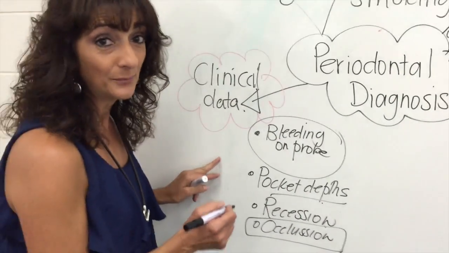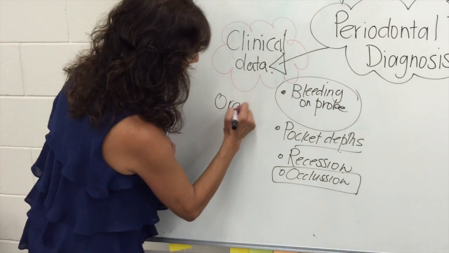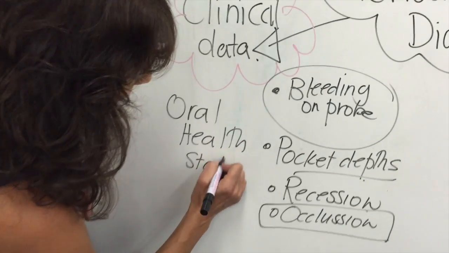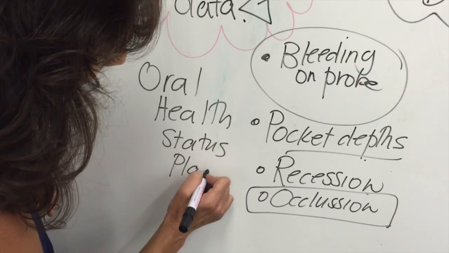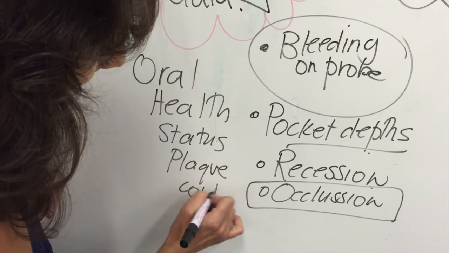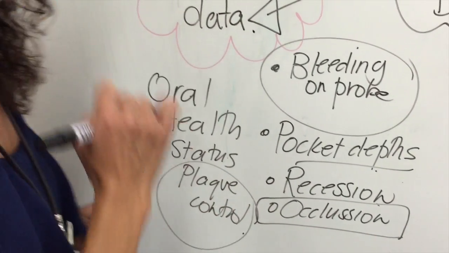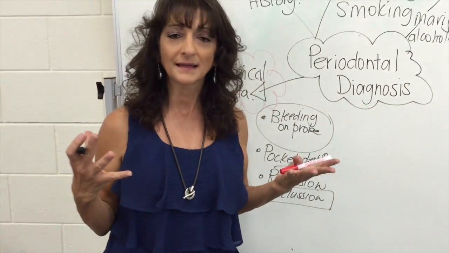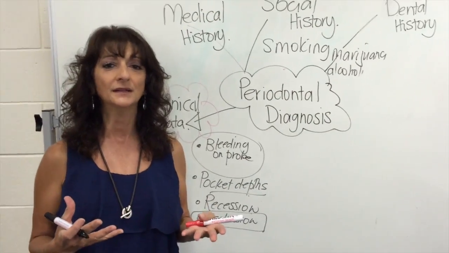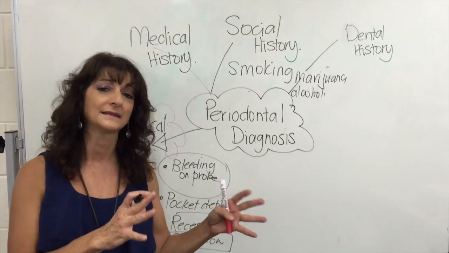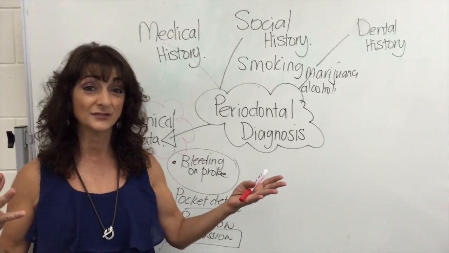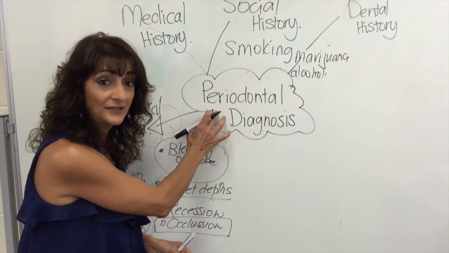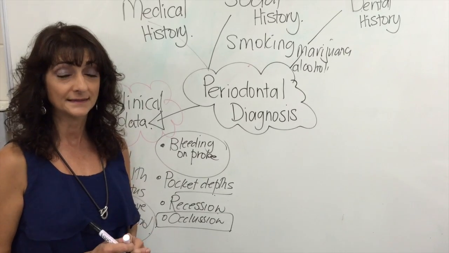The other thing that's really important is the oral health status of the patient with regard to plaque control. Now, plaque control is a really interesting one because it might be that somebody might have lots of plaque deposits and have very little destruction, and yet someone might have minimal plaque deposits but have quite a lot of destruction. And that will determine what type of classification we'll give the patient when we come to the diagnosis.